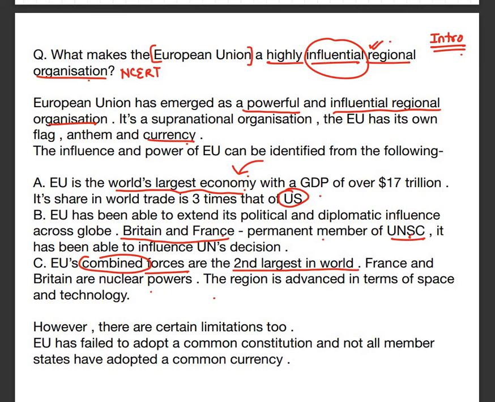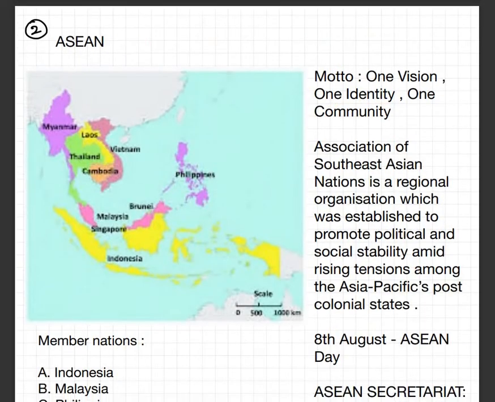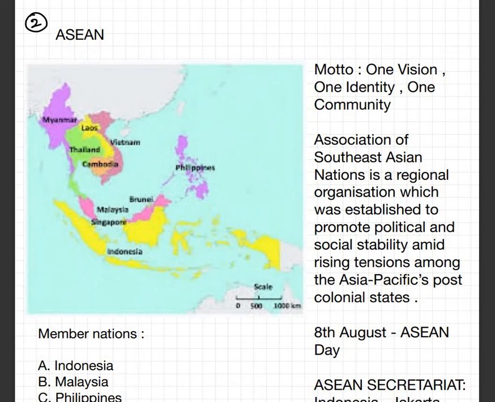Then politically also it is very influential because two of its major members, Britain and France, have a permanent seat in the UNSC. So they are influencing United Nations decisions also. So they have political influence also. Then here we will see they have military influence. Combined forces of the European Union are the second largest in the world. They also have nuclear powers. So this regional organization of the European Union is very powerful in terms of nuclear power and in terms of space and technology. That is what makes the European Union very influential and highly powerful.